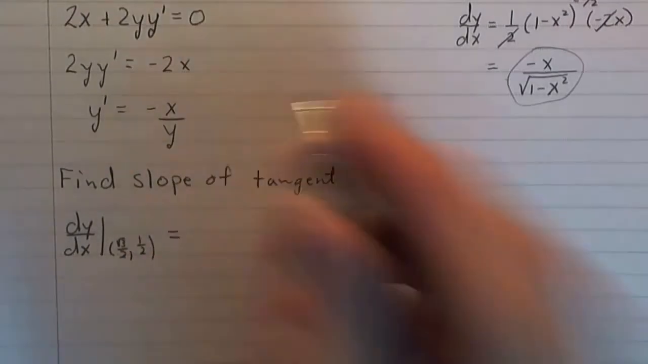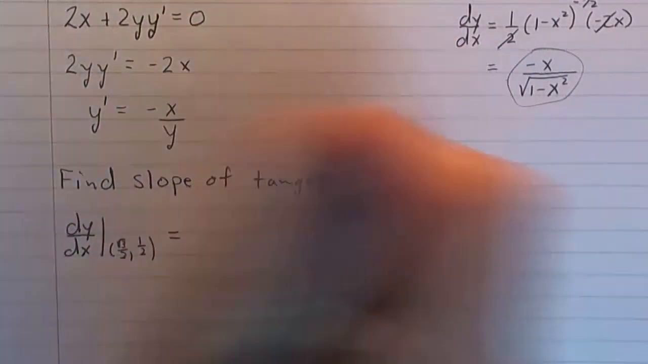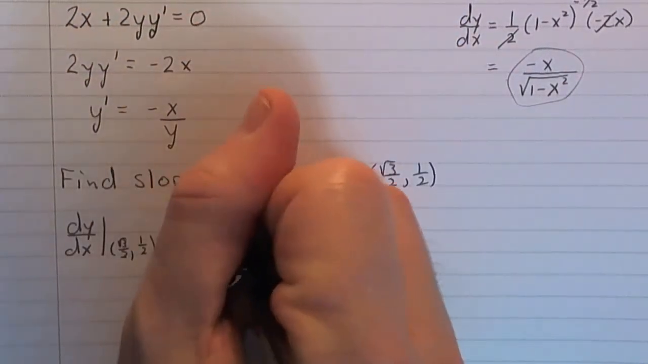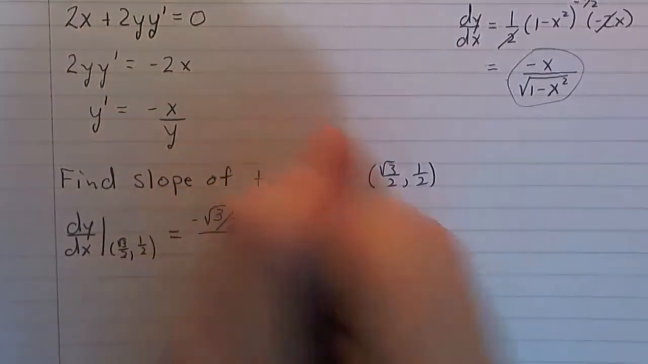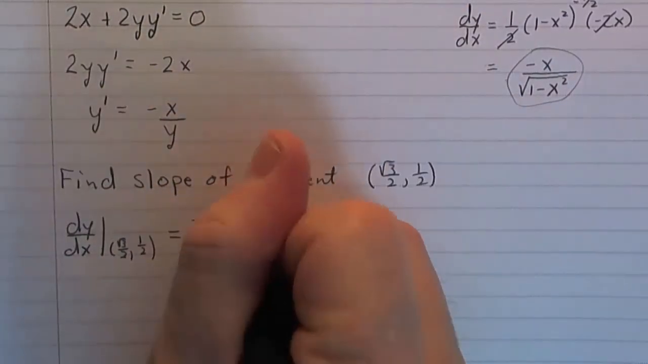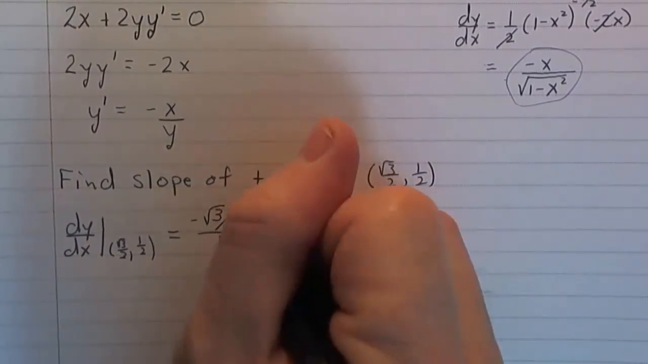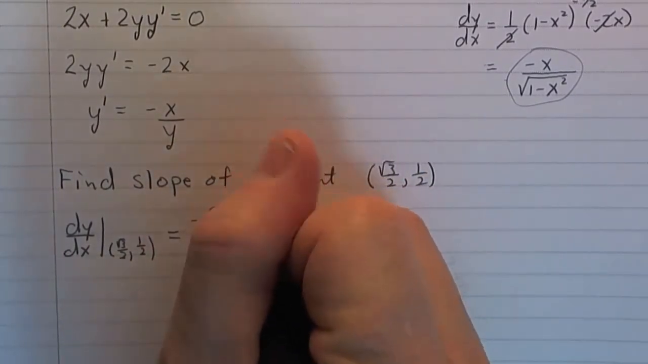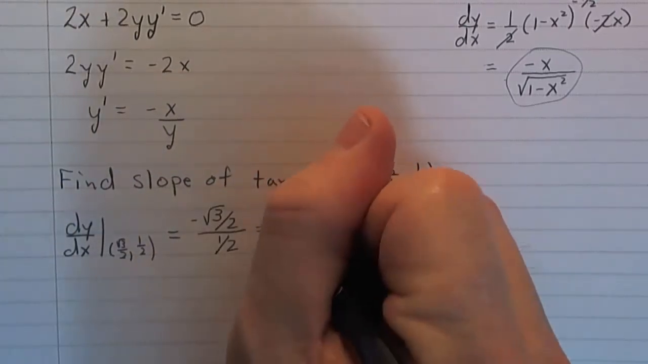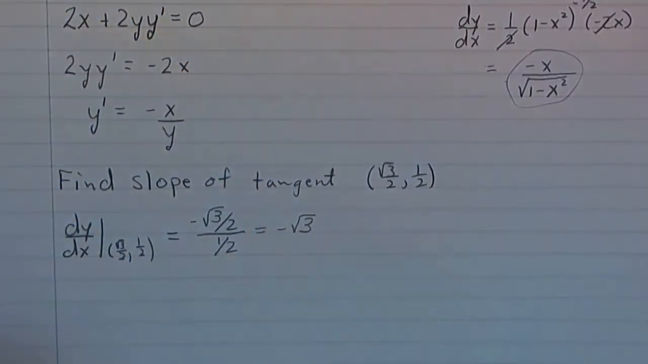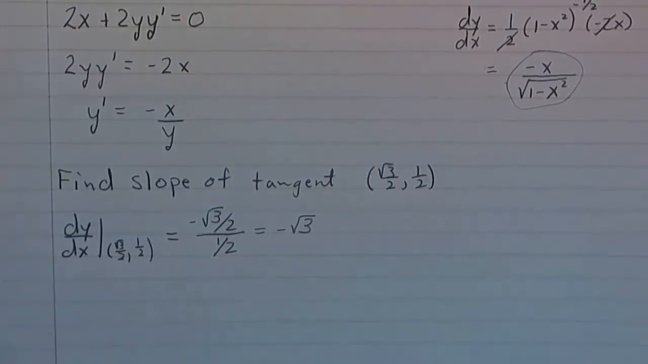That's going to equal, here you go, negative square root of 3 over 2 up top, and down in the bottom, 1/2. Yeah, that's it. So there you go. Now, if I multiply the top and the bottom by 2, I just get negative square root of 3. And there you have it.